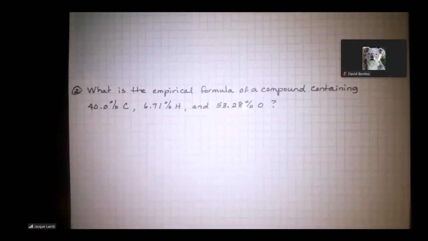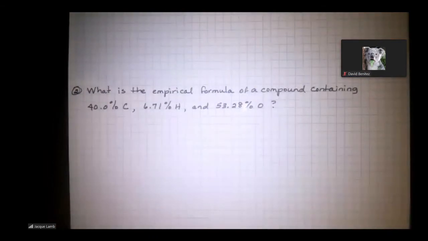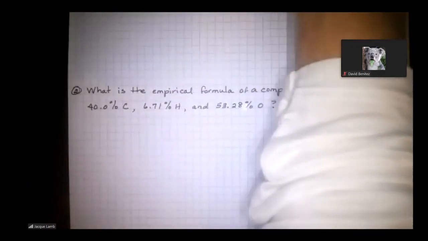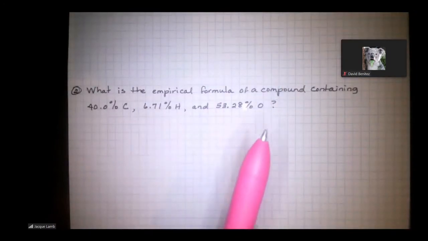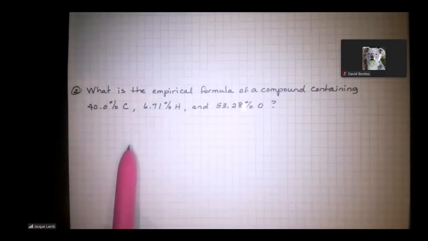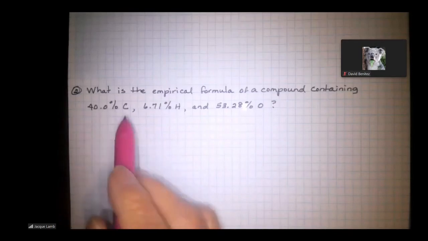Okay, so the next one that I have is, what is the empirical formula of a compound containing 40% carbon, 6.71% hydrogen, and 53.28% oxygen? If you add those together, you'll find that it doesn't quite add to 100%, but it's within rounding errors, it's fine. So I'm going to assume, yes.